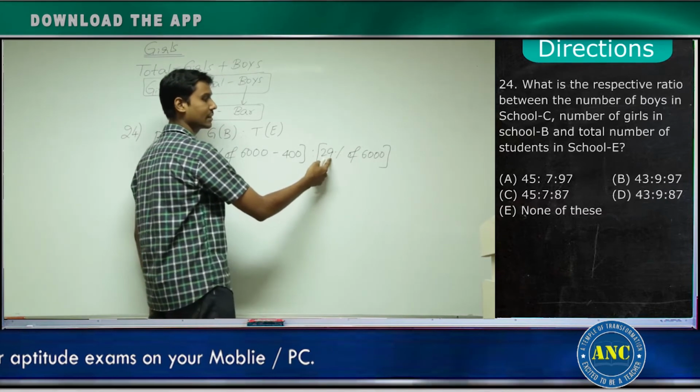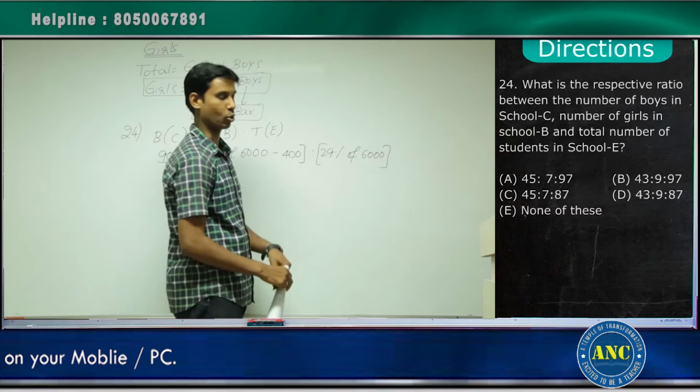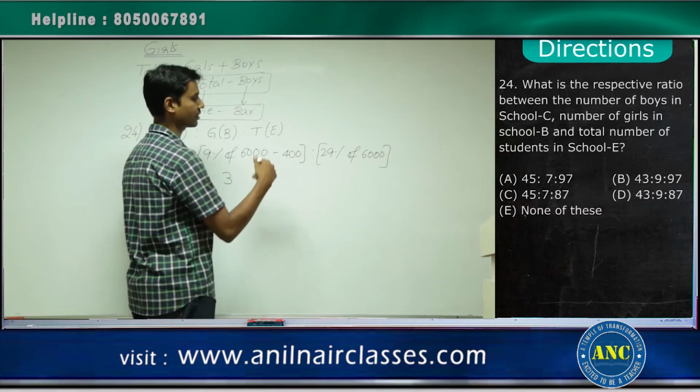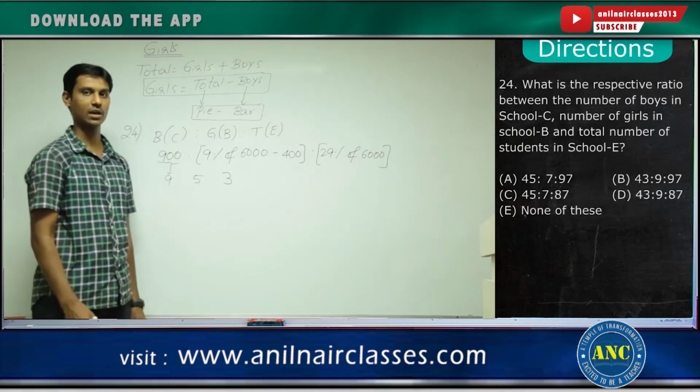29 digital sum is 2 plus 9, 11. 11 is 1 plus 1, 2. 2 into 6 is 12. 12 digital sum is 3. The digital sum of the third number should be 3. Right? The digital sum of the third number should be 3.